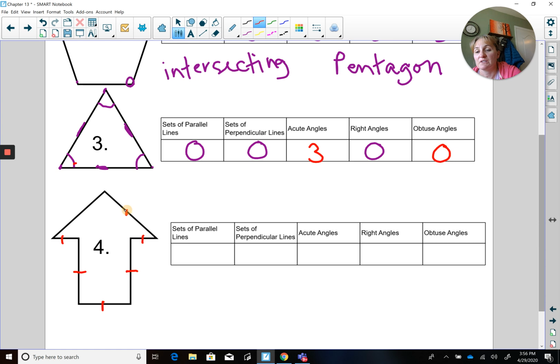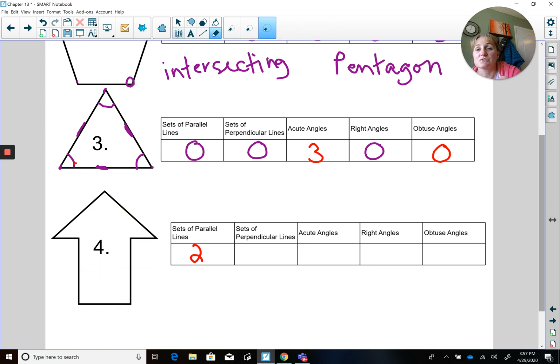If I look at this one here, there's nothing across from it that's going at that diagonal. So that one doesn't have one. And this one over here doesn't have one going that opposite direction either. So let's go back to what we had before, and we should have 2 sets of parallel lines. And that was probably the trickiest because of those small ones. Okay. Now, let's look at perpendicular lines.